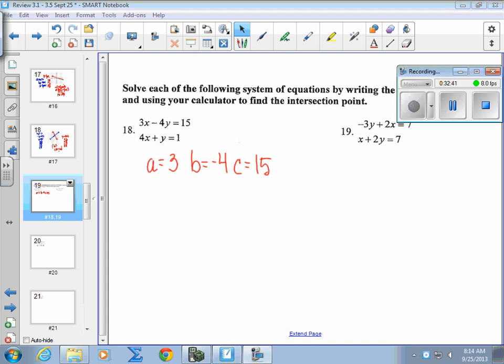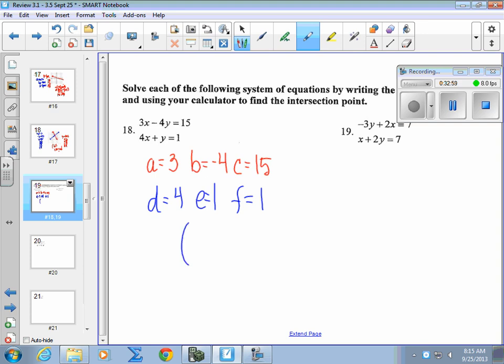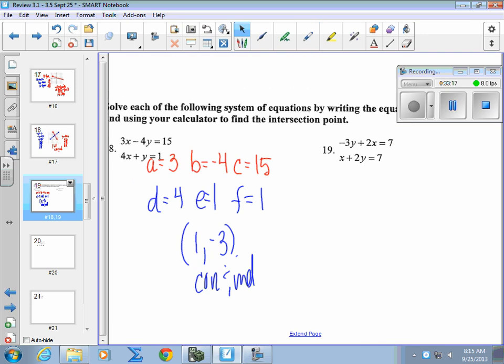So when you get to B, and then to the final number F, you plug it in, you hit enter, what do you get for a solution? X is how much? And Y is how much? Alright, and it says consistent and independent. Or it says independent, right? We don't care about consistent. Alright, so that's how you use Cramer's rule. But now let's look at number 19.